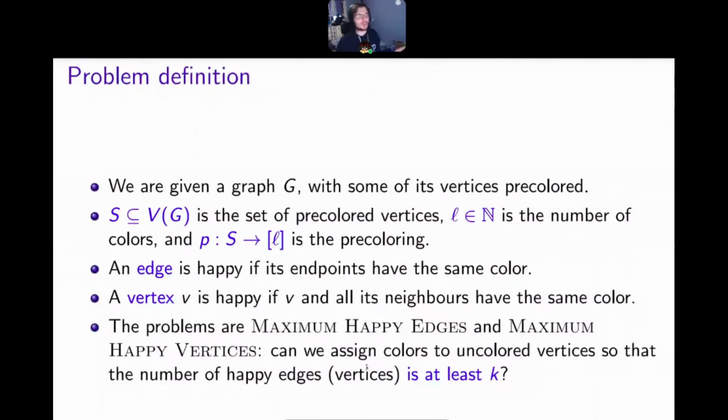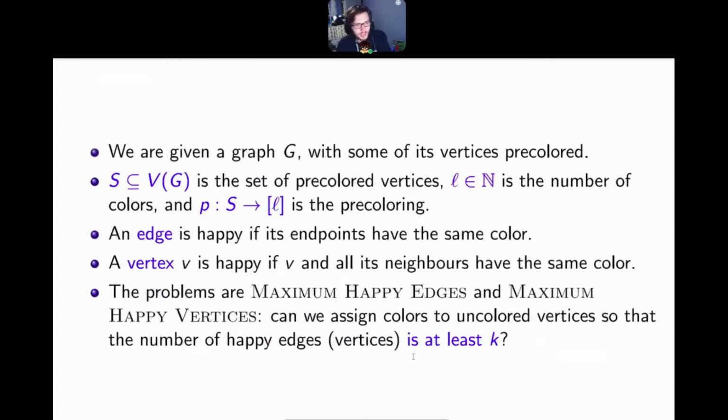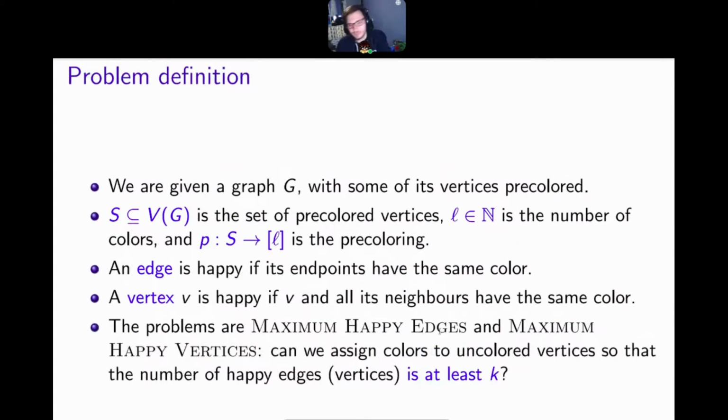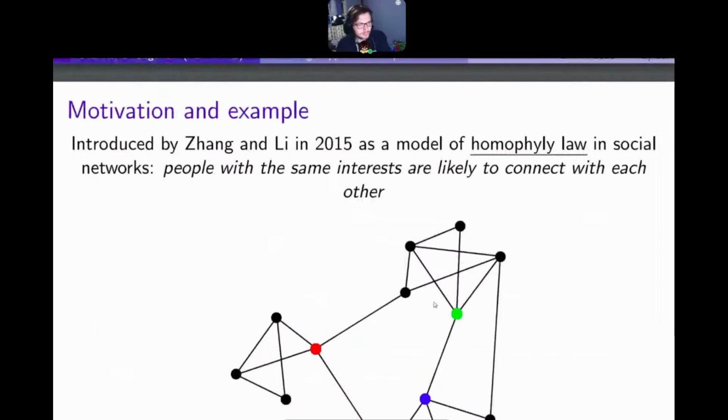And we obtain two optimization problems: maximum happy edges and maximum happy vertices. Can we assign colors to uncolored vertices so that the number of happy edges, or vertices correspondingly, is at least k? All right, so these are our problems. And now let me give some motivation about these problems.